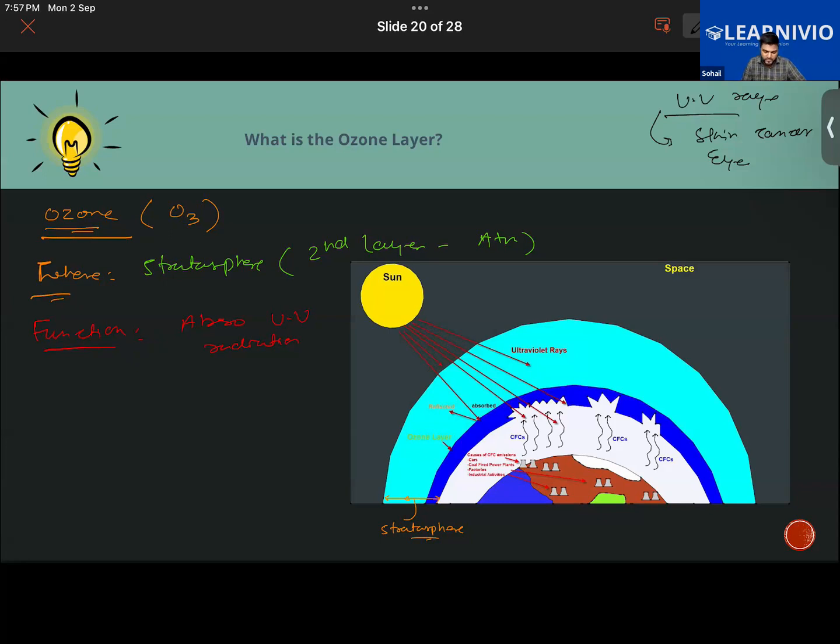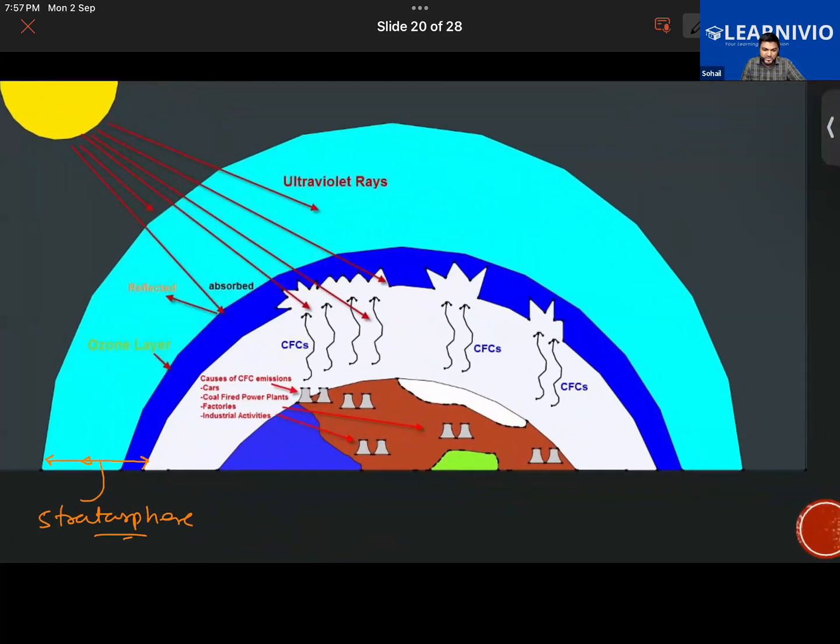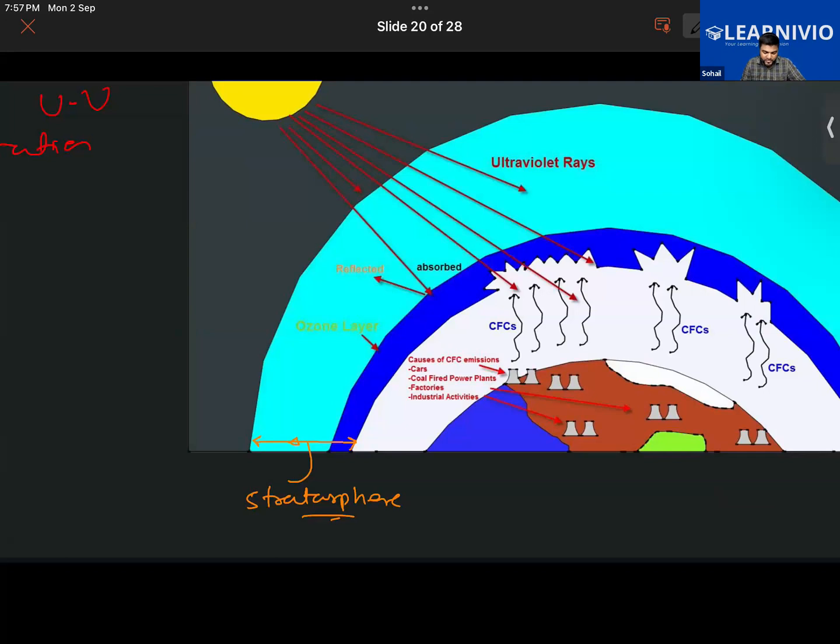But what is happening due to increased activities on Earth? Earlier, the refrigerant used in the older refrigerators was chlorofluorocarbon. Refrigerant is basically a material that can be used to keep a thing cool. Different kinds of industrial activities, factories, and car smoke also release chlorofluorocarbon gases into the atmosphere.